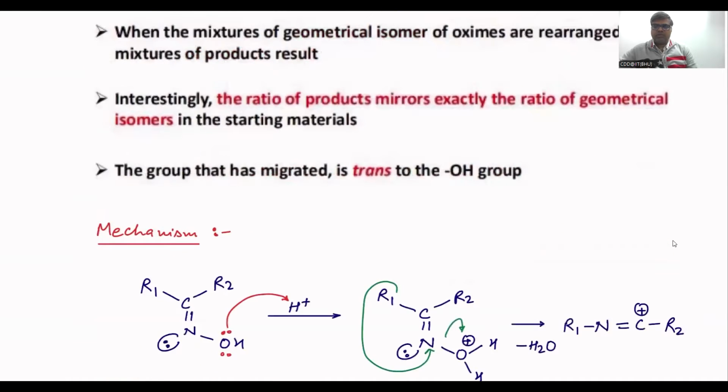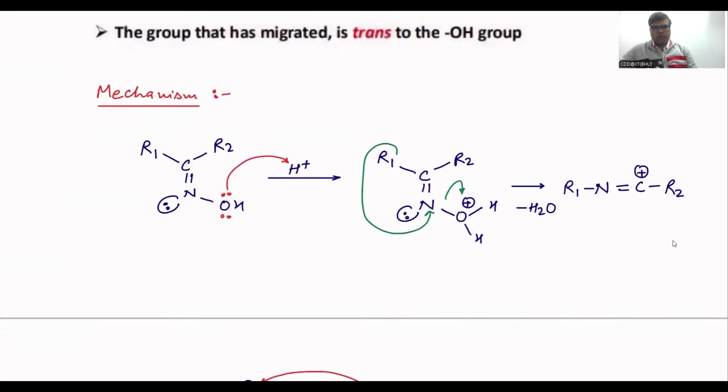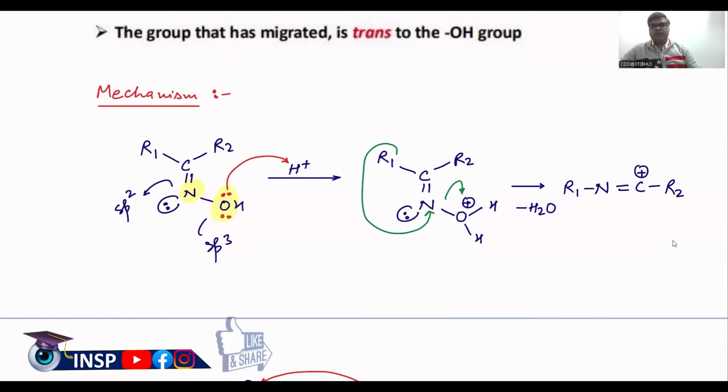So first we'll discuss the mechanism, and then I'll come to the conclusion of why this rearrangement has taken place. First look at this point: here we have an OH group in which oxygen is sp3 hybridized, and this nitrogen is sp2 hybridized. So you can see the attack has taken place from oxygen to H plus. Mostly it is done by nitrogen. You know nitrogen has better nucleophilic character than oxygen, but since the s character of nitrogen is more than that of oxygen, that's why attack is preferred from oxygen.